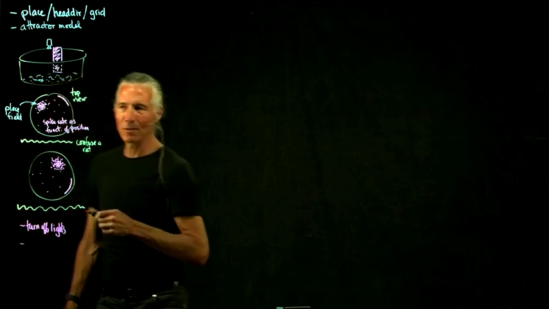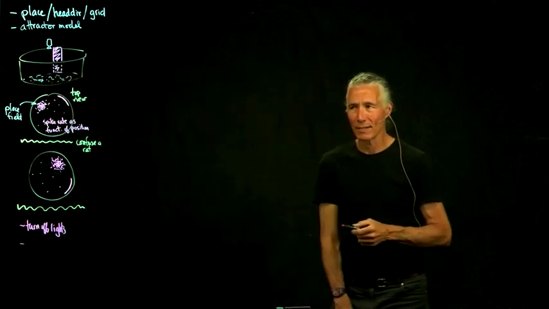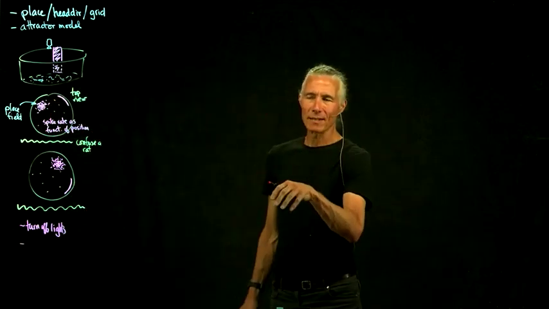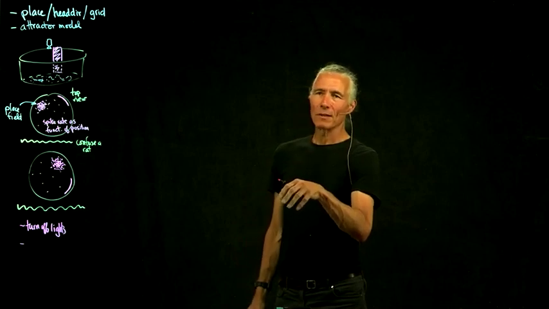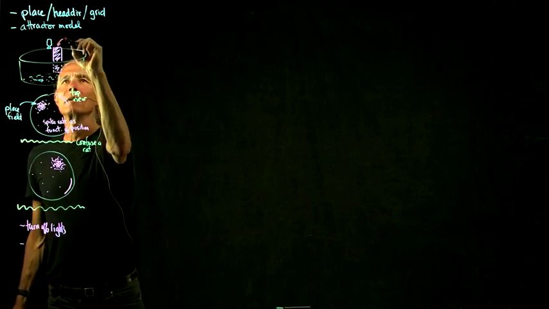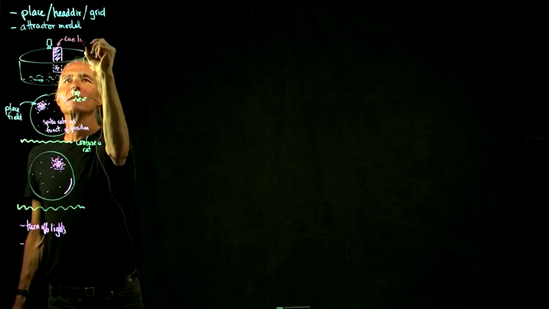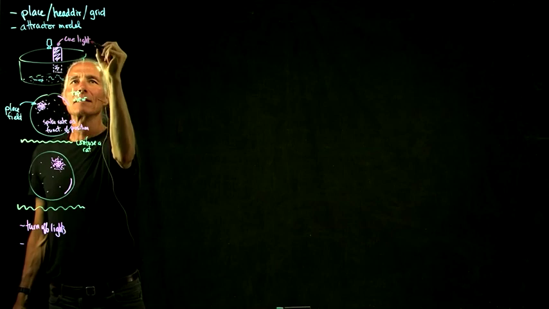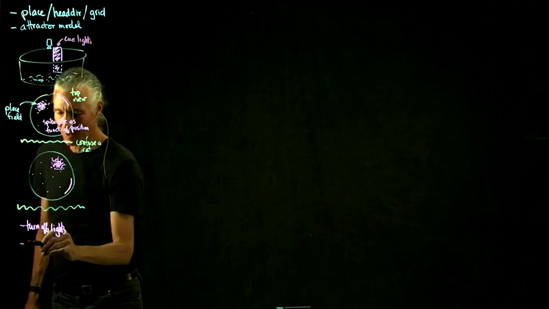We have to let the animal see where the cue card is. So put the animal in the enclosure so they can see where the actual cue card is. So this is the cue card. And then turn off the lights. And what happens? Well, nothing. The place field's still there.